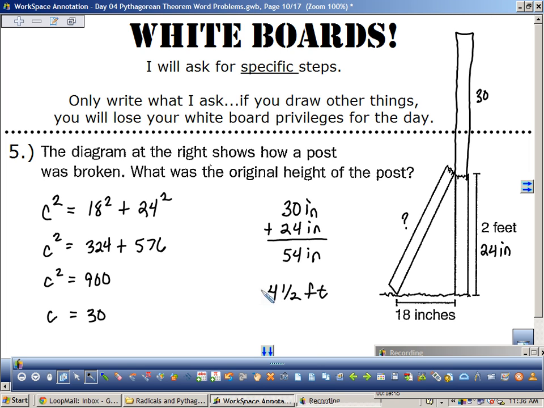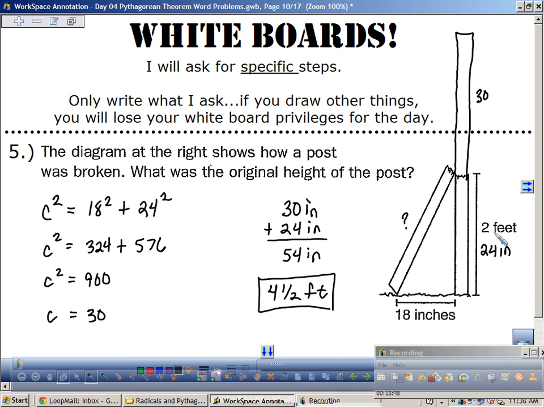Questions? Yes, ma'am. Because 2 feet is 24 inches. And this is in inches and this is in feet. Or you could have done 1.5 feet, but 1.5 feet is not going to be fun, right?